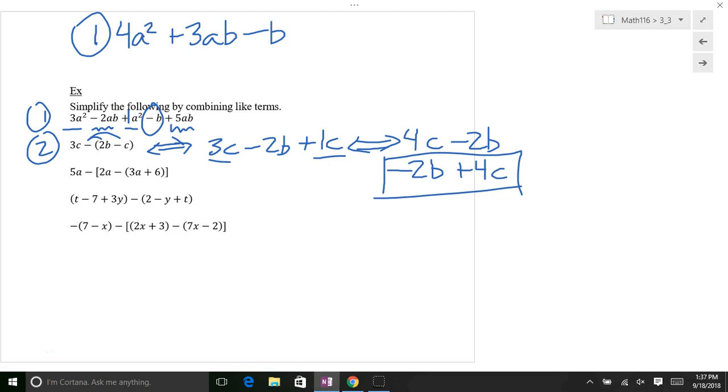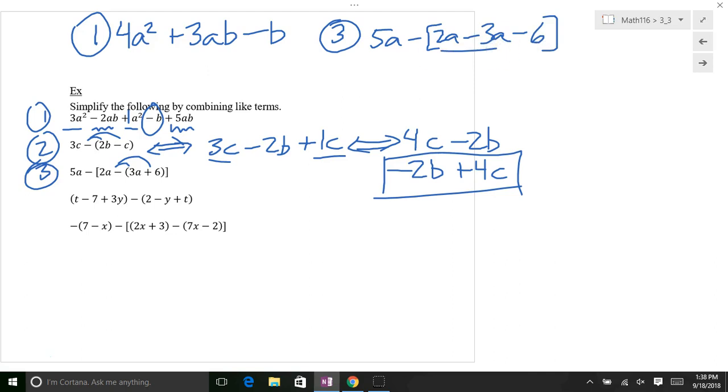All right, now the next one here, you notice you've got the brackets, so we're going to look inside the brackets on number 3, and we're going to distribute inside the brackets first so we can get rid of those parentheses. Let me take number 3 up here. So I got 5a minus, I got these brackets, 2a. Now I distribute that, minus 3a and minus 6, and I can drop those parentheses inside there. Go ahead and combine those like terms inside.